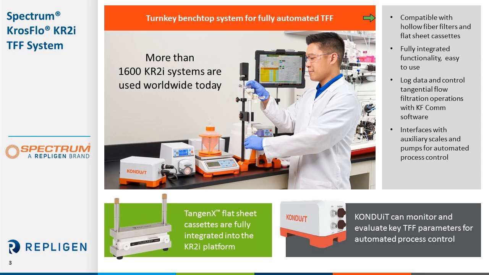The system allows for precise and reproducible control and data logging of TFF operations through the KFCom control software. Automated process controls are also made simple with the KR2i as it interfaces with scales and pumps in a number of preset modes. Today, we will discuss why over 1,600 systems are in use in the industry today and how the KR2i can enable automated lab and pilot scale processing and more rapid process development of TFF operations.